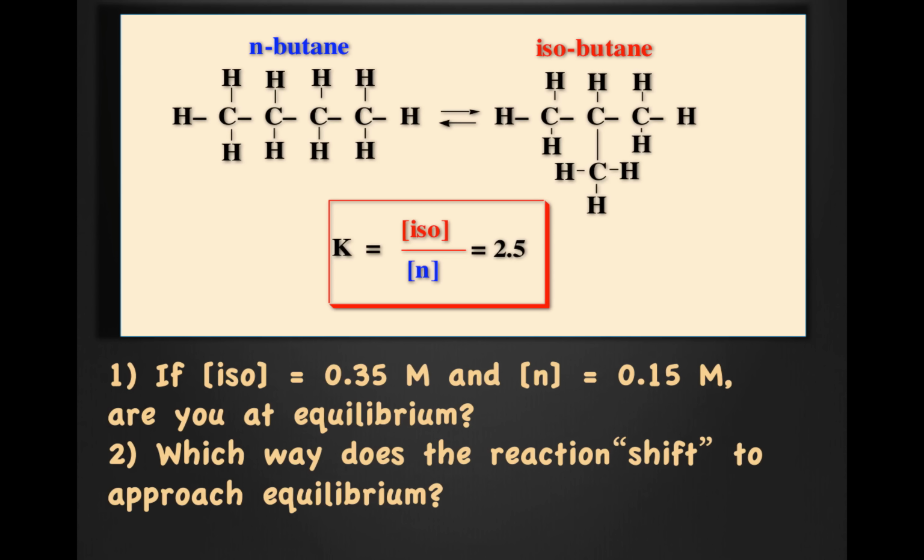Question 1. If the concentration of isobutane is 0.35 molar and normal butane is 0.15 molar, are you at equilibrium? Number 2. And if you're not at equilibrium, in which direction does the reaction shift in order to approach equilibrium?